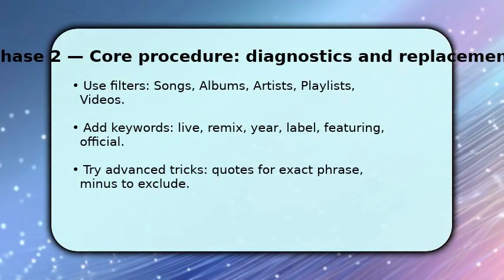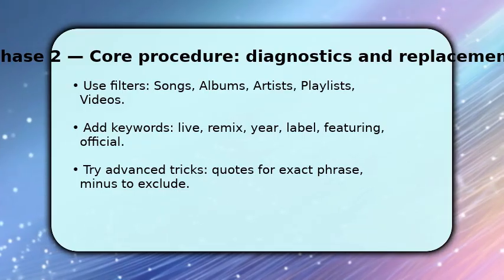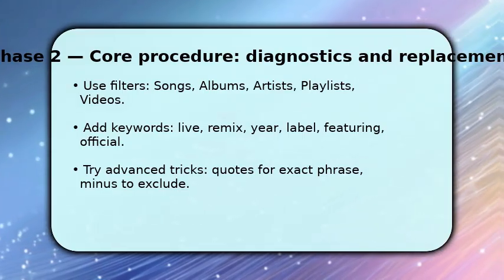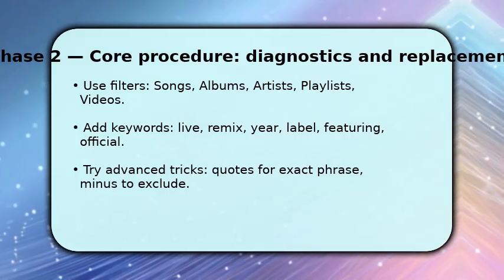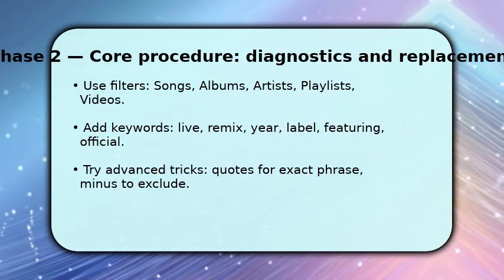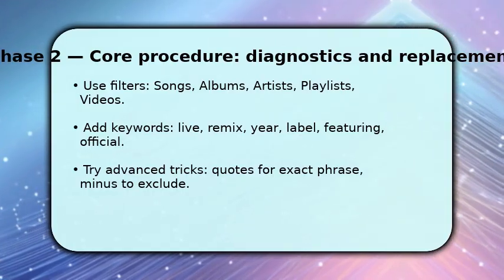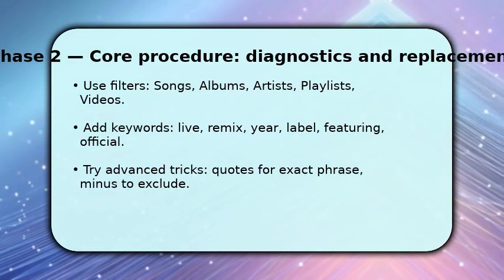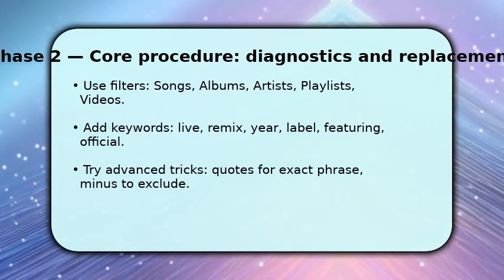Now refine results so you find the exact recording you want. Use the tabs, songs, albums, artists, playlists, videos, to narrow categories and add keywords like live, remix, year, or official to target versions. You can search with quotes for exact phrases or use a minus sign to exclude words that clutter results. When you find a match, check the release info and uploader for authenticity.